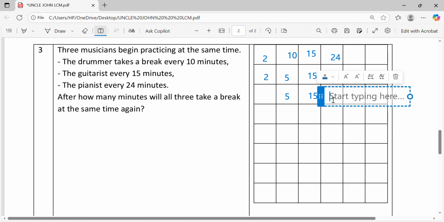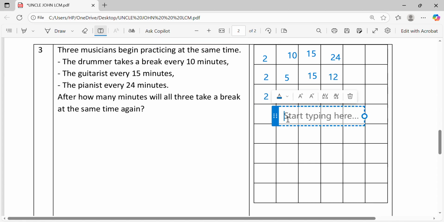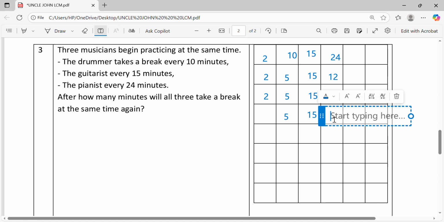12 divided by 2, you still get 6. Good. So by 2 is still possible because 6 can work. So we divide by 2. By 5 is impossible, we copy this 5 down. 15, we bring this 15 down. So 6 divided by 2, we get 3.